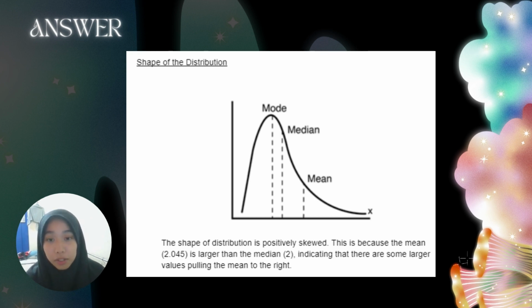So that is the answer for question 2.B, mode, median, mean, and shape of distribution.